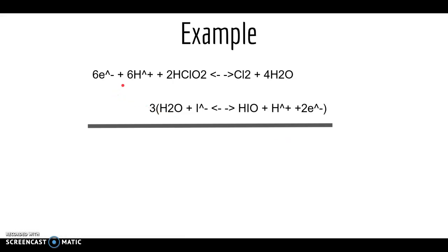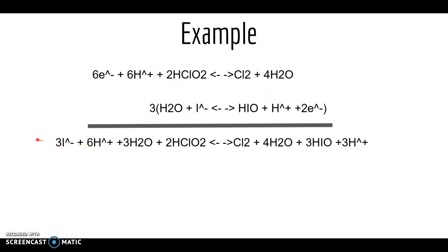Let's take a look at our example. As you can see, there are 2 electrons on the right side, and there are 6 on the left. This is why we multiply the half reaction with the 2 electrons by a coefficient of 3. Now that the electrons are the same on both sides of the equation, we can just cancel them out and move on to our next step.